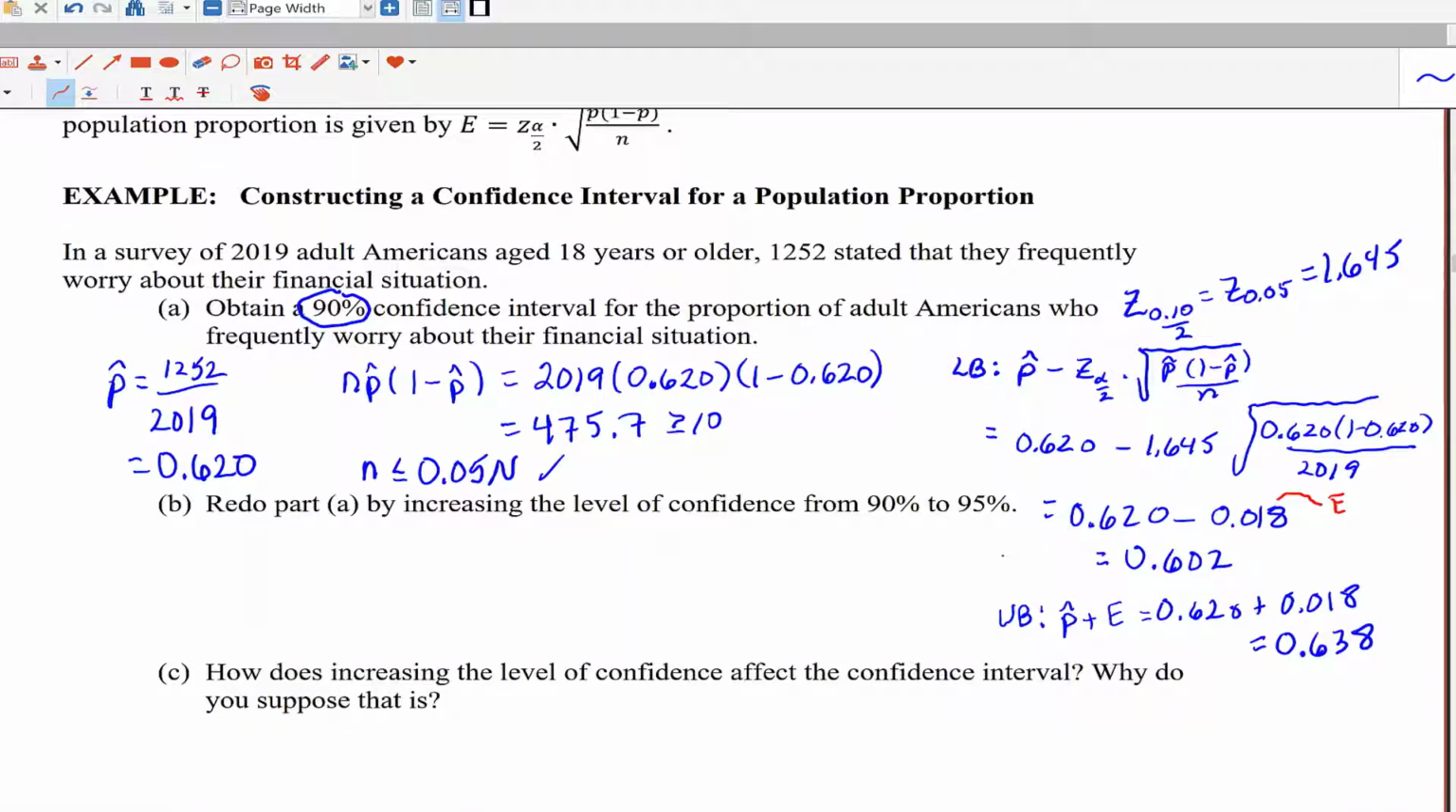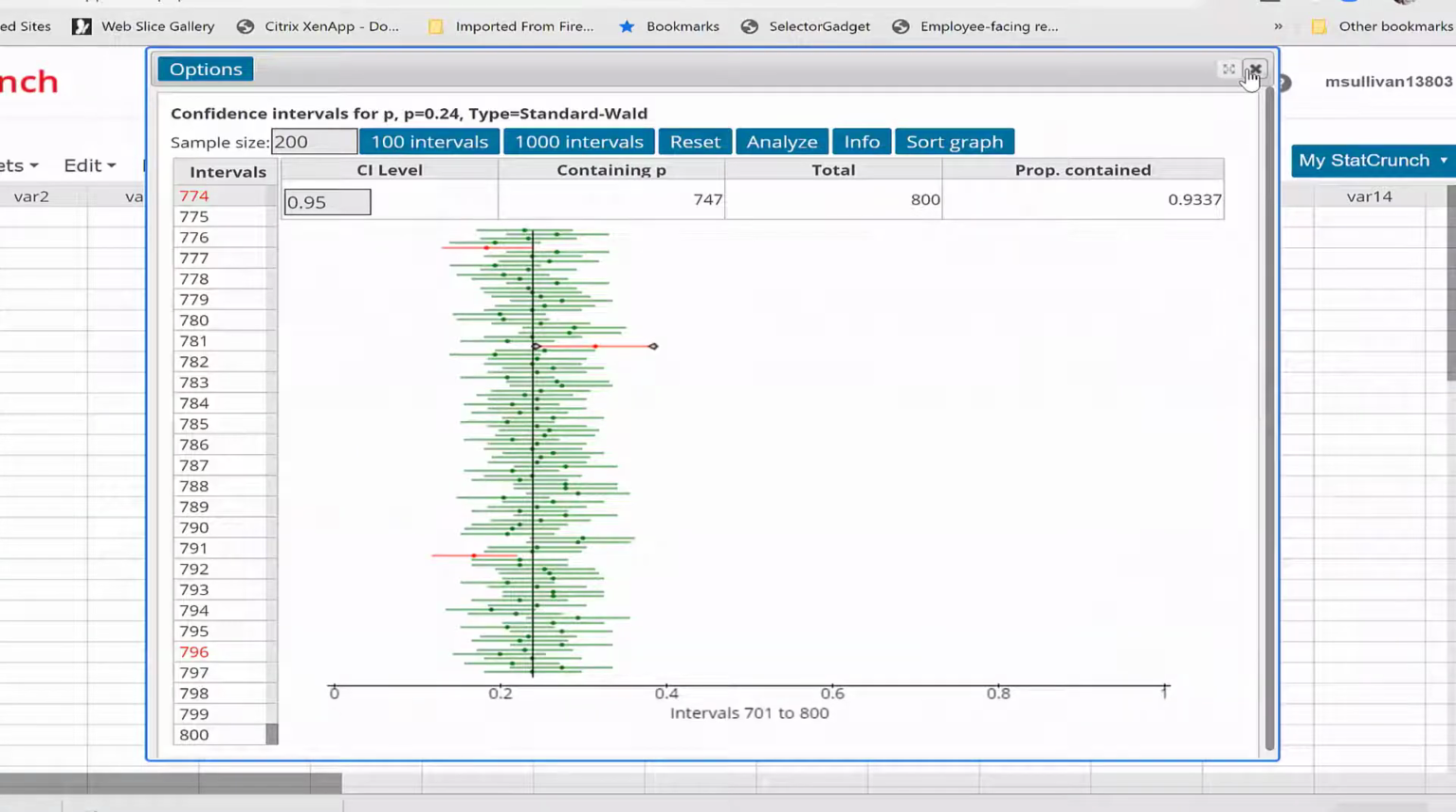Now, of course, we want to see how I can do this using StatCrunch. If you're going to use StatCrunch, you're going to go Stat, Proportion Stats, and then One Sample. So let's go there.